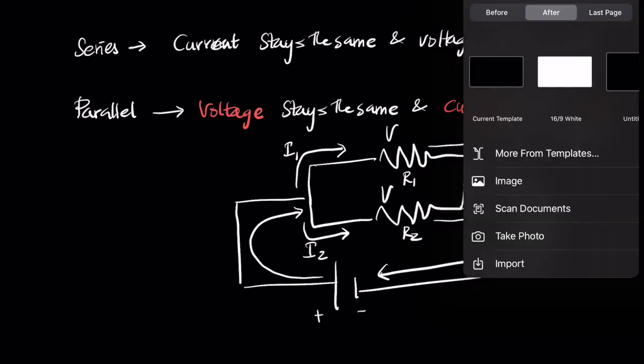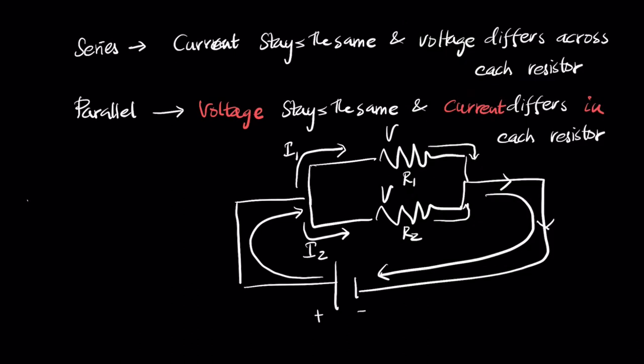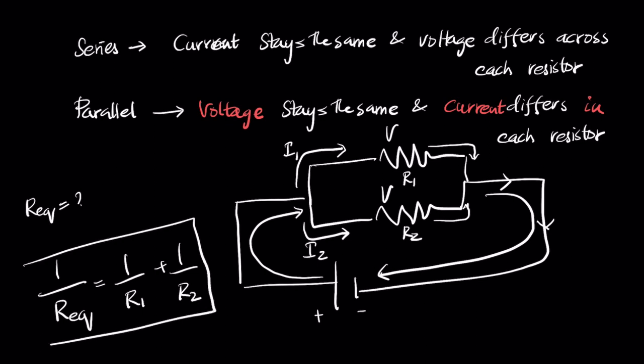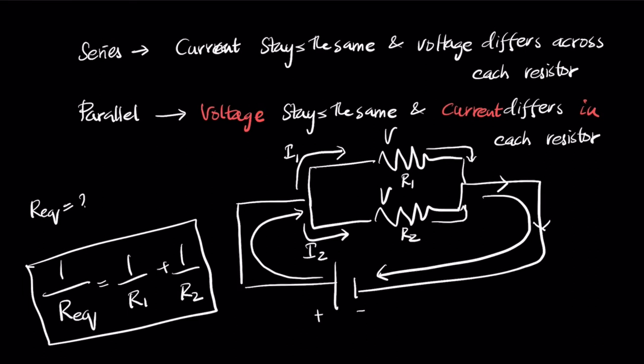So what is the equivalent resistance in a parallel circuit? How do you calculate R equivalent? The formula is 1 by R equivalent is equal to 1 by R1 plus 1 by R2. So the reciprocal of the equivalent resistance is equal to the sum of reciprocals of individual resistances. This is the formula for equivalent resistance in parallel circuits. Now what happens if you have three resistors? Let's say I have a diagram.